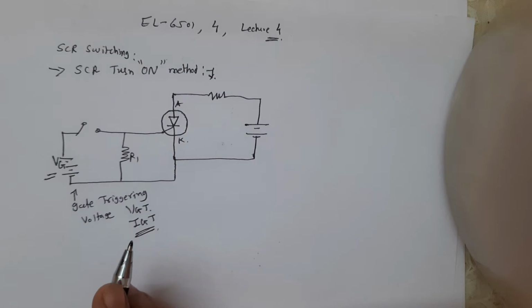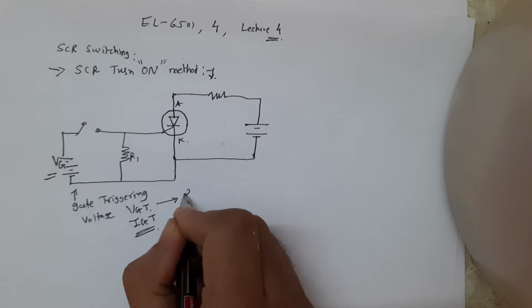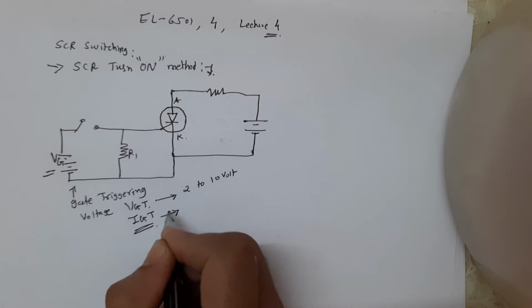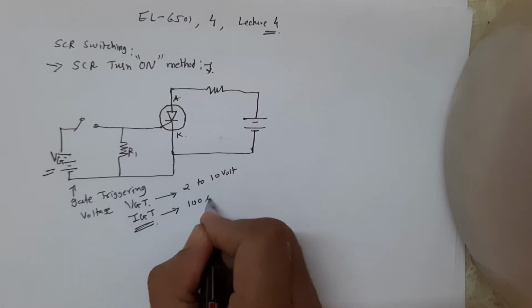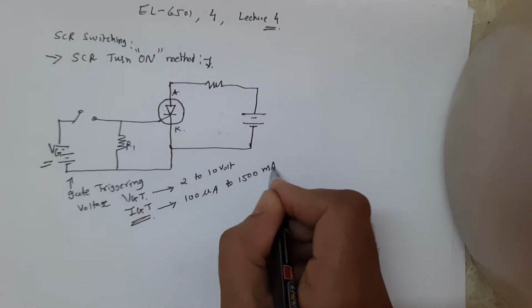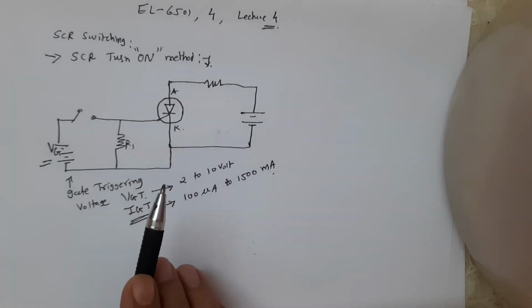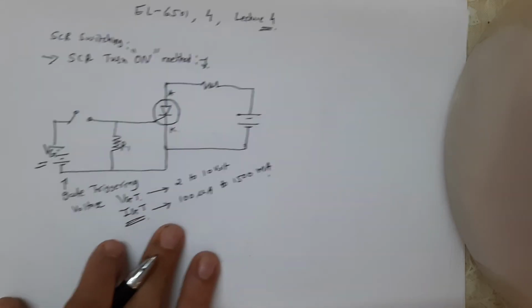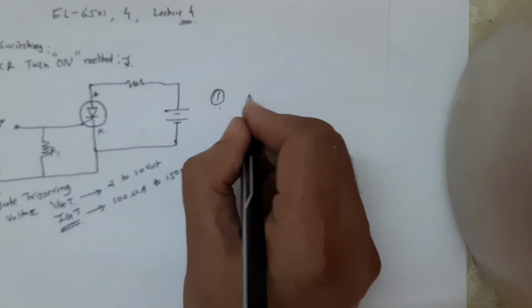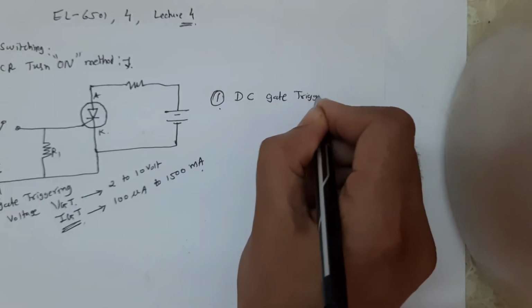For most of the SCR, VGT is in between 2 to 10 volt and the IGT is nearly equal to 100 microampere to 1500 milliampere. We shall discuss two methods to turn on the SCR. The first method is DC gate triggering circuit.